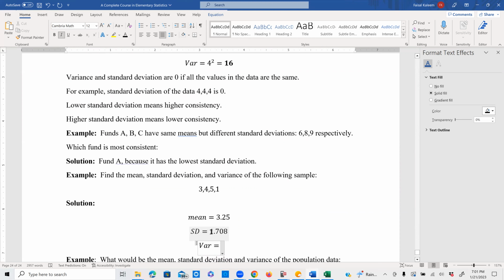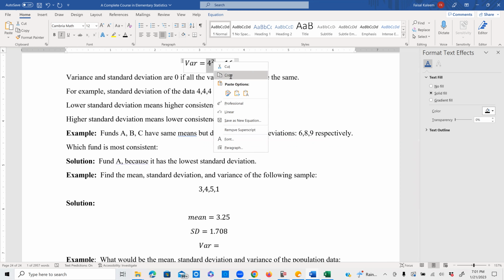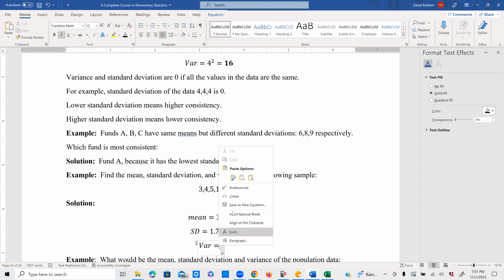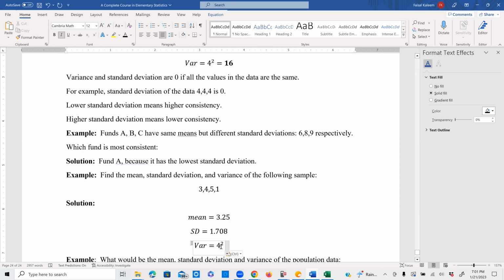So it would be, let's copy this template, the square of 1.708. And let's find it out. So when I do 1.708 squared, I get 2.917. Okay, so these are the answers here.